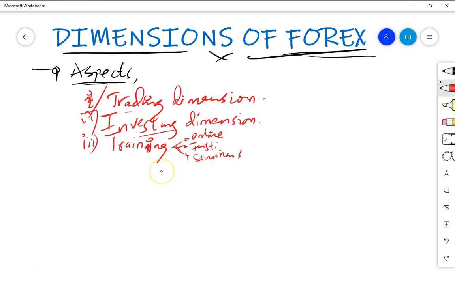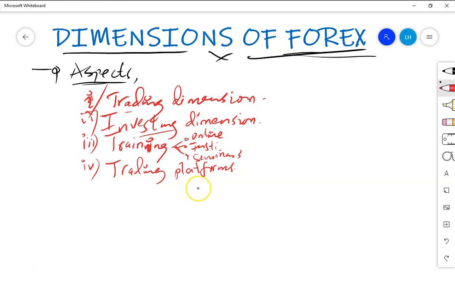Also, some people in the forex industry invest in trading platforms. There are certain people who enter the forex industry by investing in what we call trading platforms. These are just the developers. They have knowledge about how forex operates, but they don't trade, they don't invest, and they don't train. But sometimes someone can engage in more than one aspect or dimension.